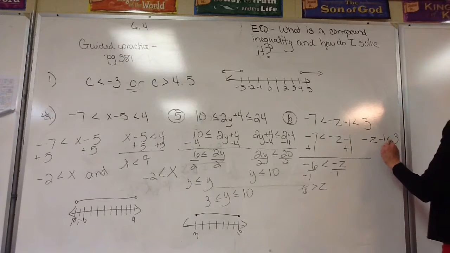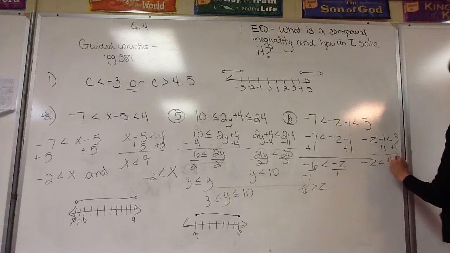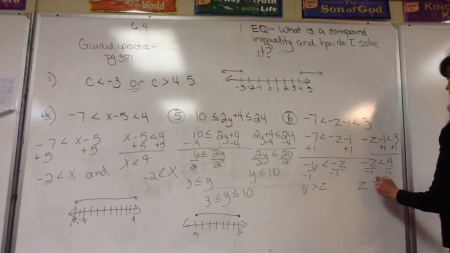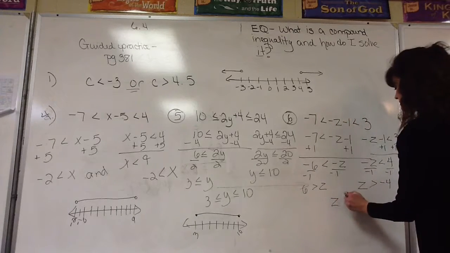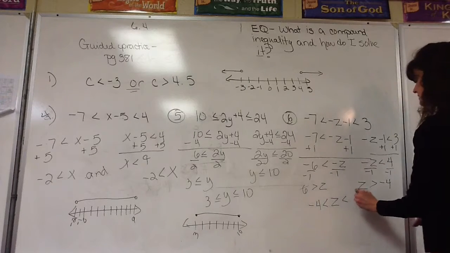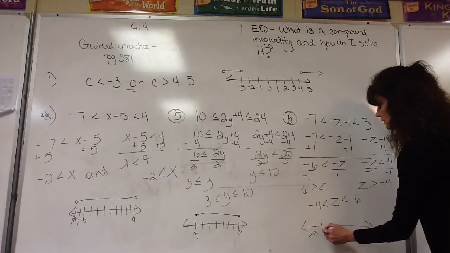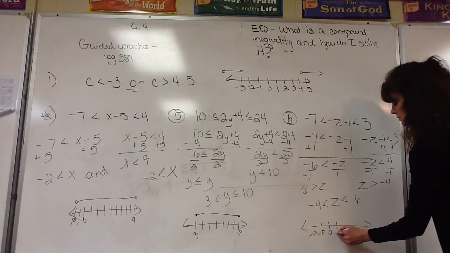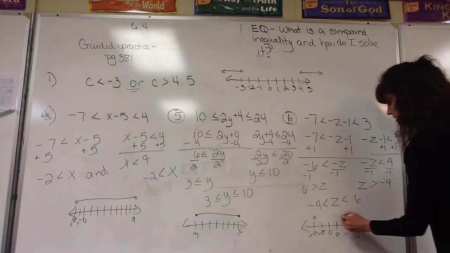Okay, and then over here we're going to add 1 to both sides. Negative z is less than 4. Divide both sides by negative 1. And then z is greater than negative 4. Okay, so z is greater than negative 4 and z is less than 6. Graph that. Negative 4, negative 2. I'm just going to go by 2's here. 0, 2, 4, and 6. Circle, circle, highlight everything in between.